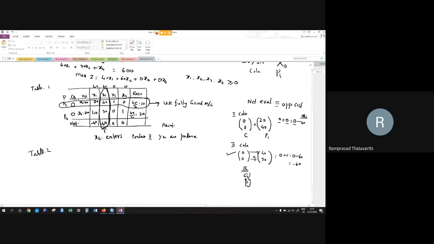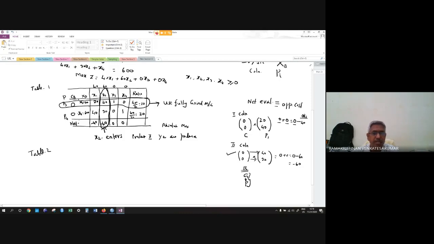Sir, opportunity cost minus 40. So you have done the calculation here. You have done zero from the matrix. It is zero. Zero minus 40. How did you write that 40, sir?